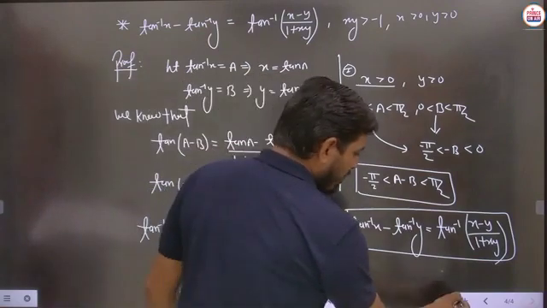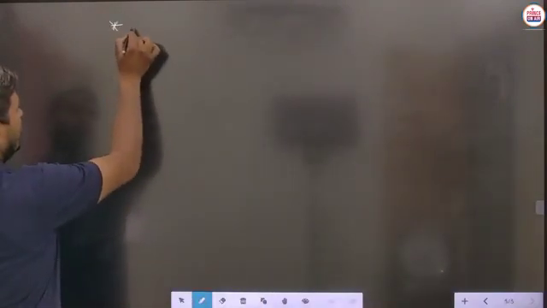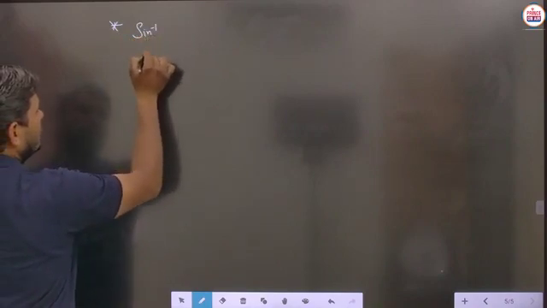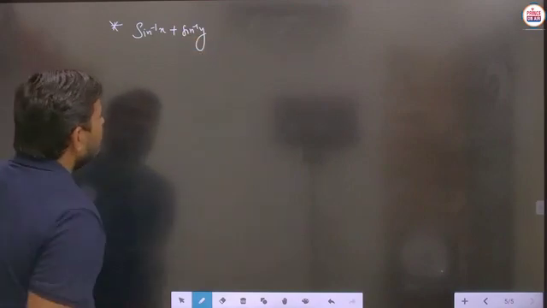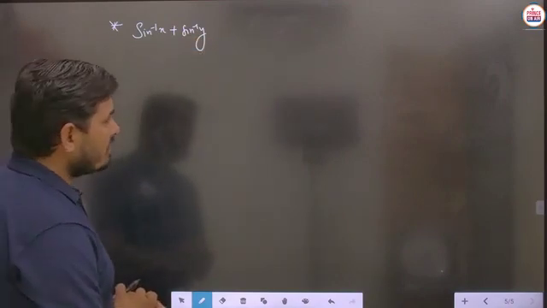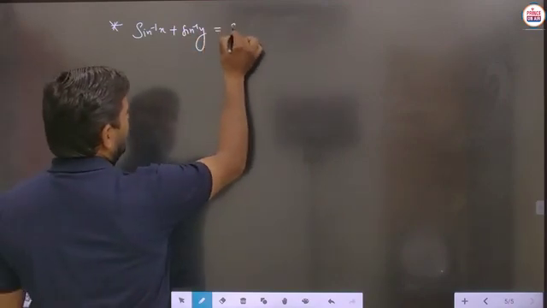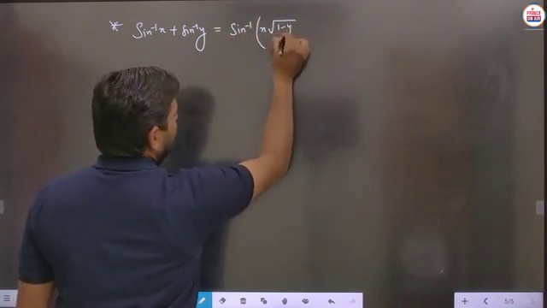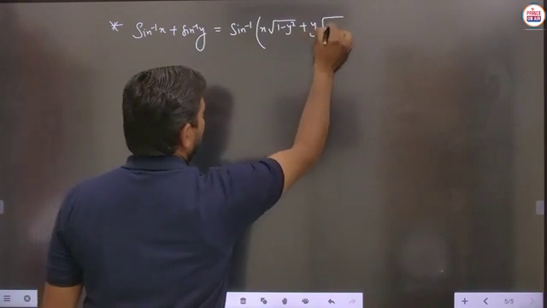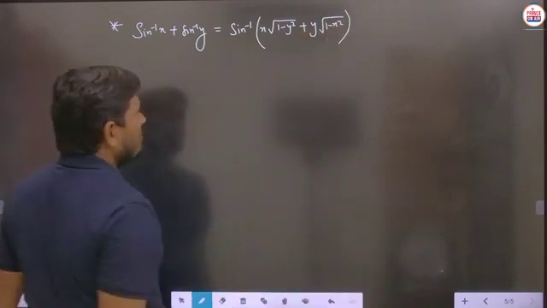So the next part we are taking in this property, we will write down the formula for sin inverse of x plus sin inverse of y. The formula will be written like this: sin inverse of (x root 1 minus y square plus y root 1 minus x square). Is it clear?